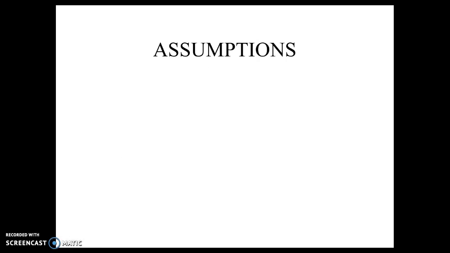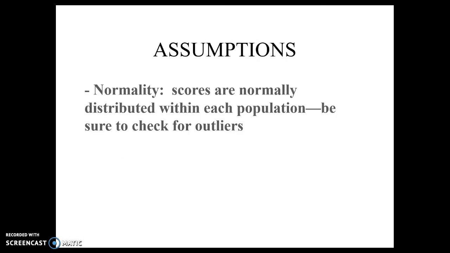All right, ANOVA. We have three major assumptions. First of all is normality. So if I'm looking at three groups on their stat scores, I need to make sure that each group is normally distributed. So I'm not just looking at the combined variable, I'm looking at the variable broken down by groups, and each group needs to be normally distributed.